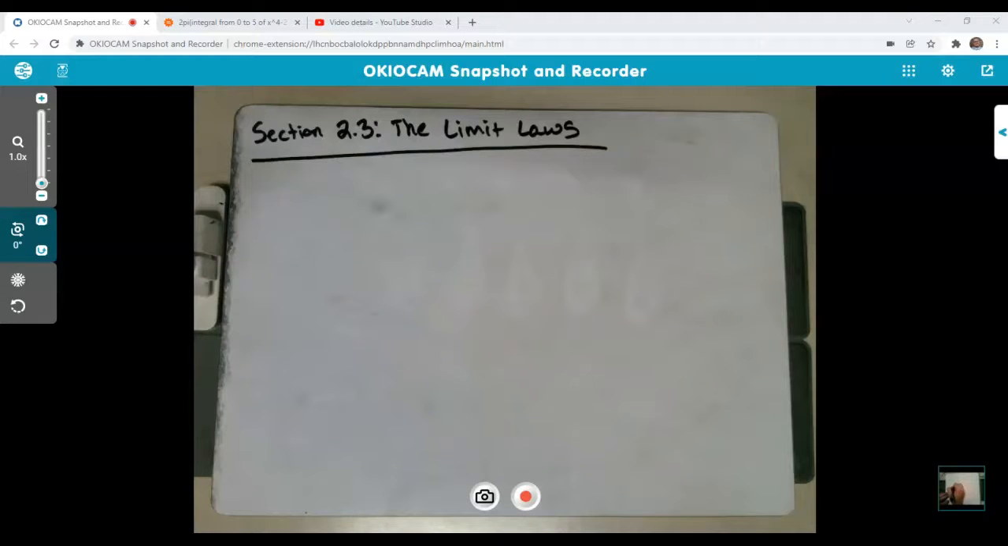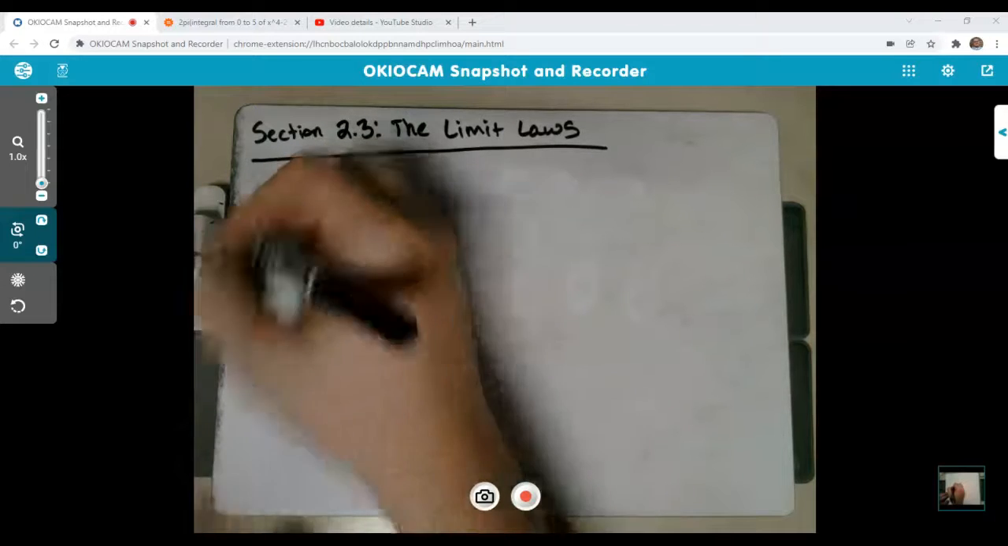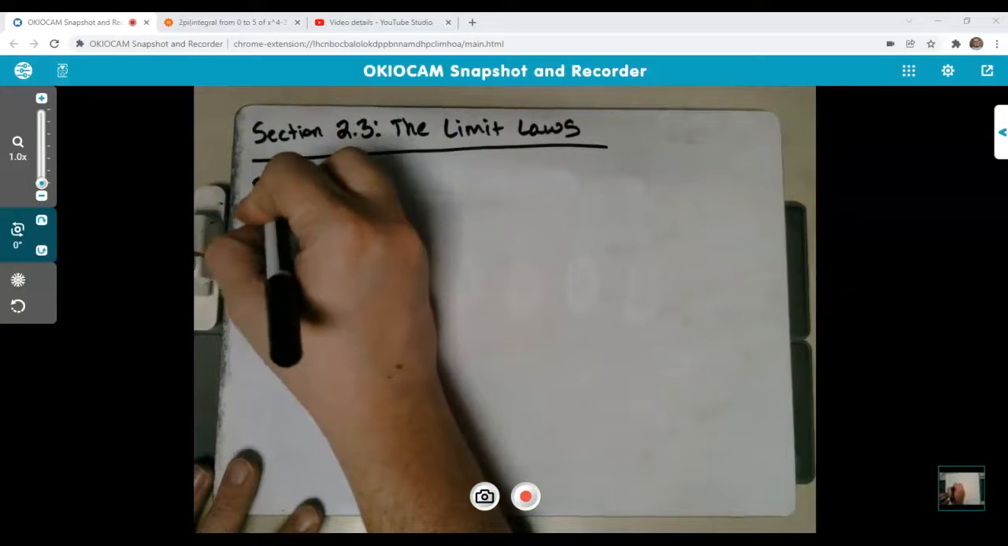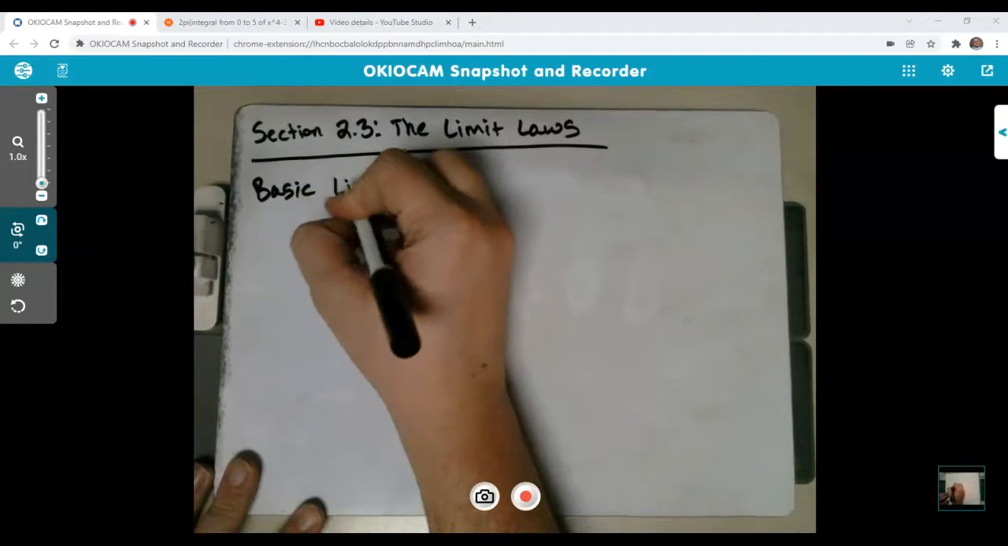I feel like we shouldn't have to spend so long writing everything out, right? So what I want to learn here in section 2.3 is how to actually find what it is using the equation itself, okay? Which is going to be very helpful. So to start with that, we have two very basic limit laws.